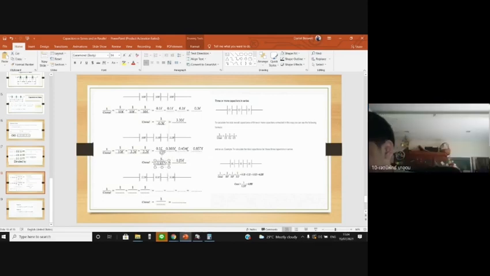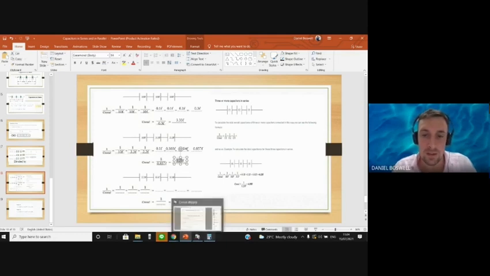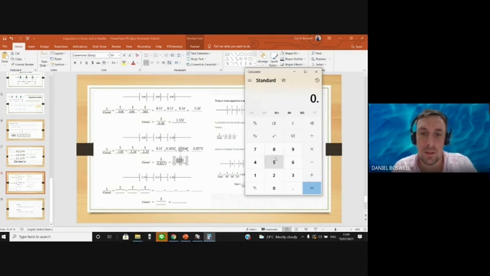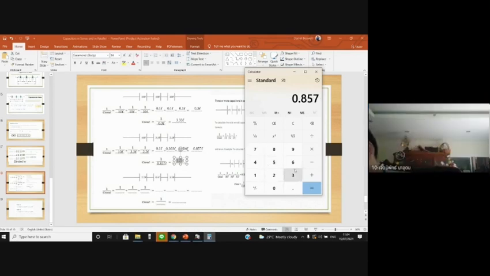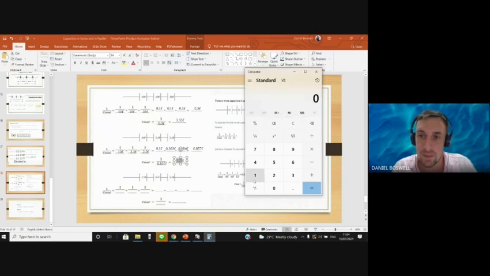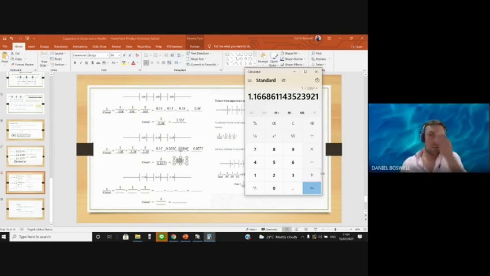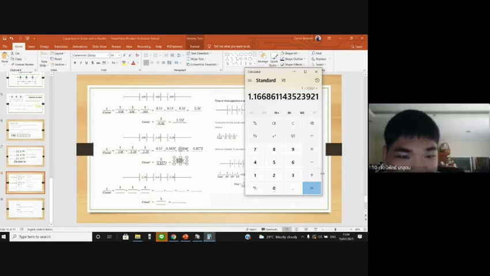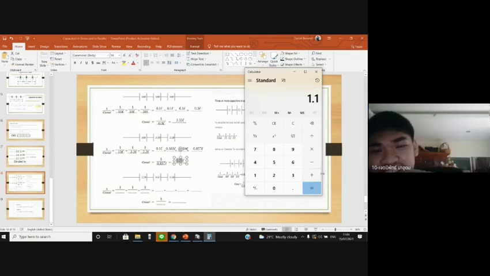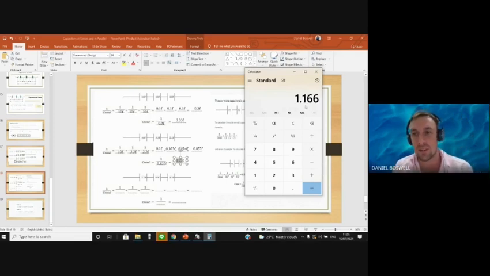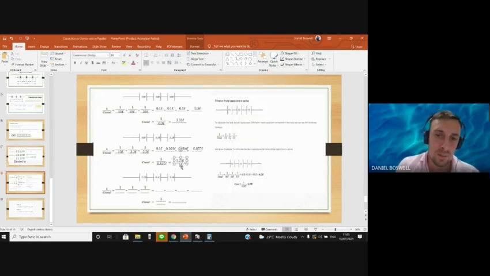And this will give us the correct total now, yeah? 1 divided by 0.857 gives 1.16. Does that sound about right? I'm going to say 1.166. We could say 1.17, round it up, but we'll keep the answer that we've got, 1.166.